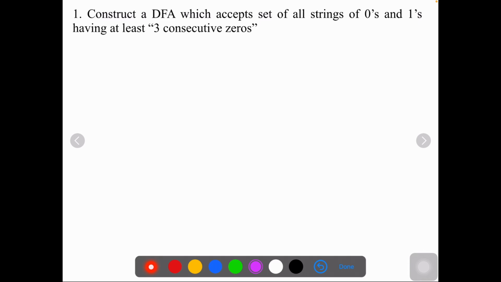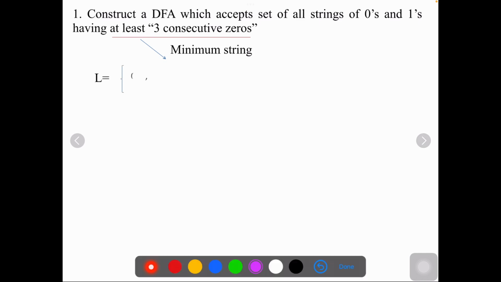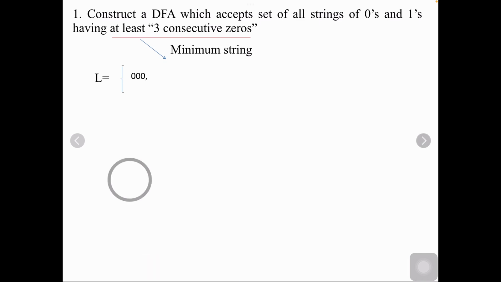At least 3 consecutive zeros. It may have more than 3 zeros also, right? So that is the critical point, and I have to identify it. Then I have to take down the minimal string. The minimal string is 3 zeros, and then it can be followed by a 4th zero.